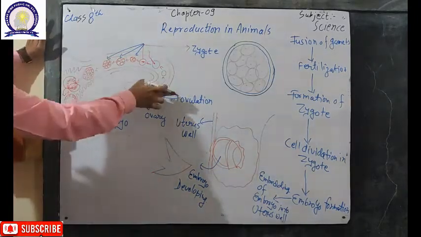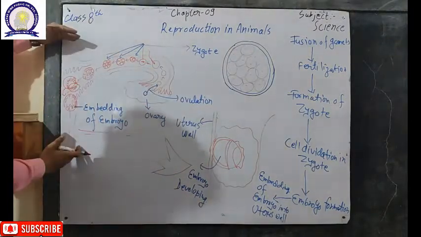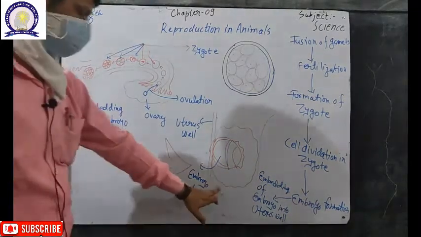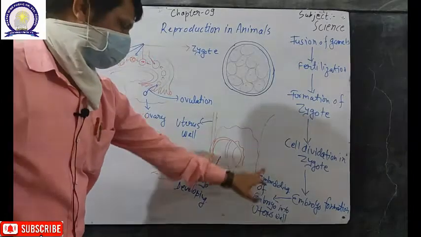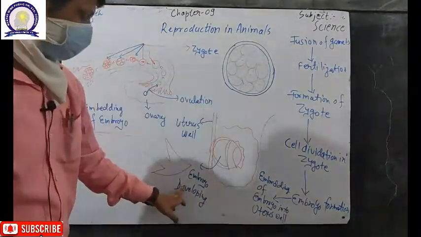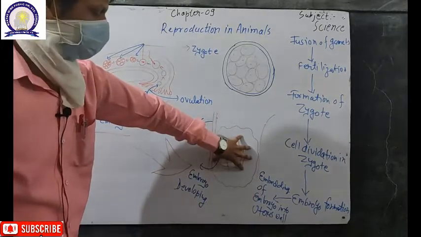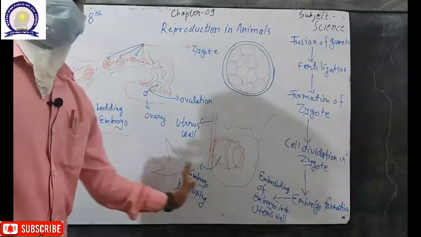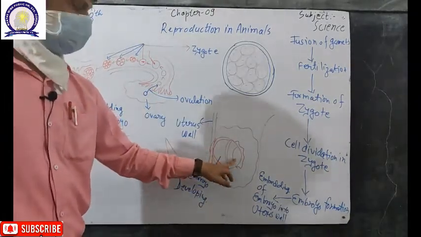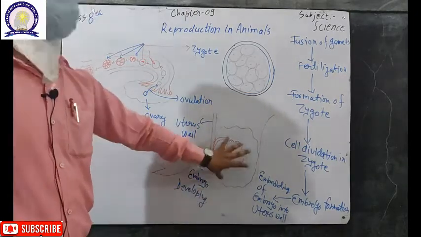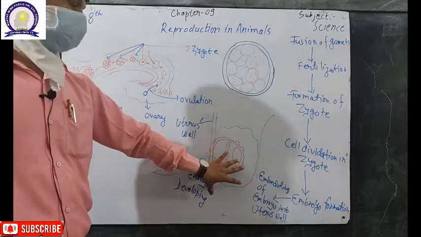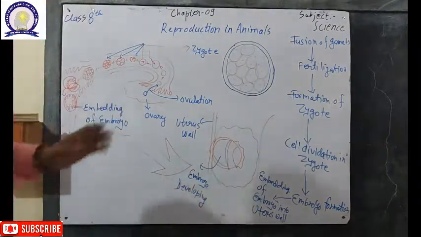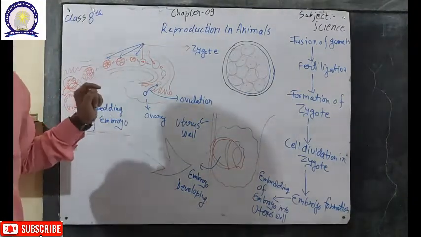So here is a representative diagram: the ovary, the oviduct, and this is the part of the uterus where the embryo embeds. Now let me maximize this diagram to see how it takes place. This is the whole wall of the uterus and the embryo is developing inside it. After some time the embryo develops inside the uterus and attaches to the wall of the uterus. That means the embryo gains nutrition, oxygen, and blood supply from the wall of the uterus, starts to develop, and gradually converts into the fetus. How does that take place? We will discuss it in the next part.